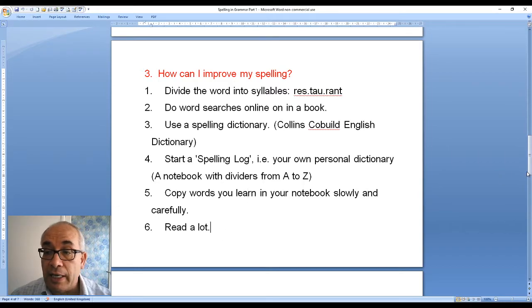Read a lot. Reading again can improve your spelling because you are using your eyes. You can see the words in front of you on paper.